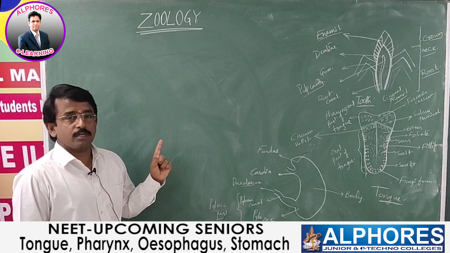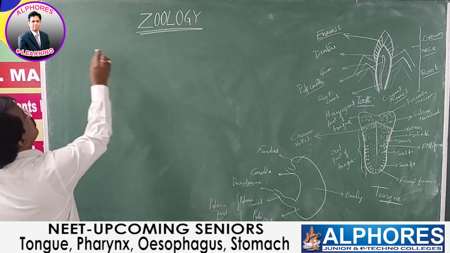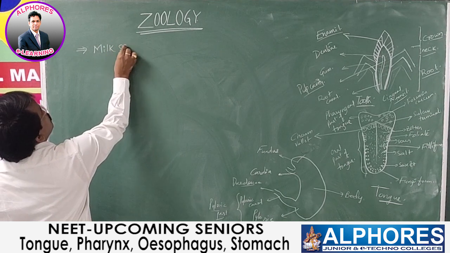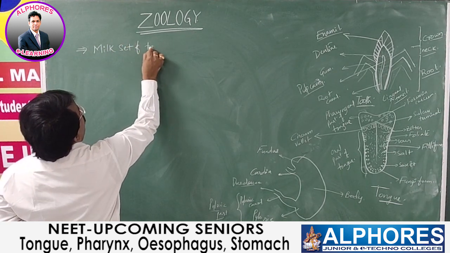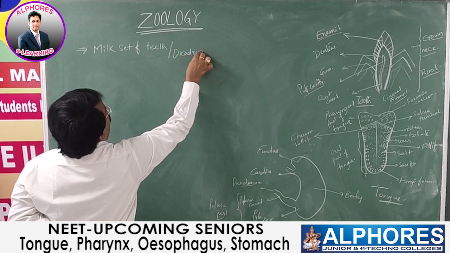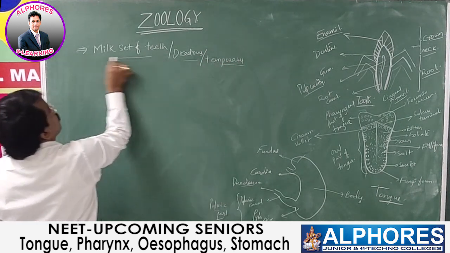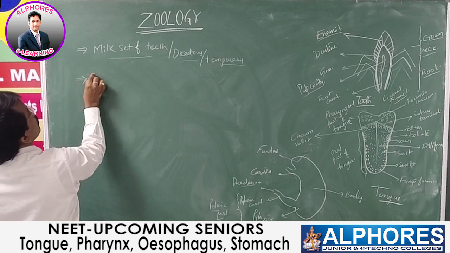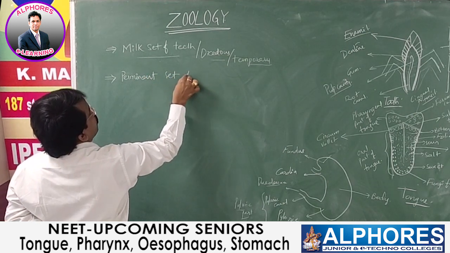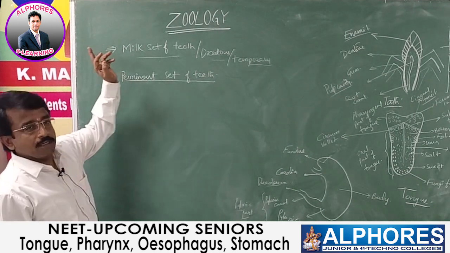The teeth that are formed twice during the lifetime are named diphyodont. In diphyodont teeth, we see the milk set of teeth, which is also named deciduous and temporary, whereas the second one is the permanent set of teeth. So the teeth which are formed twice during the lifetime are diphyodont.